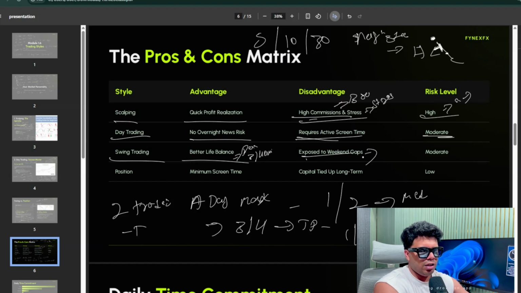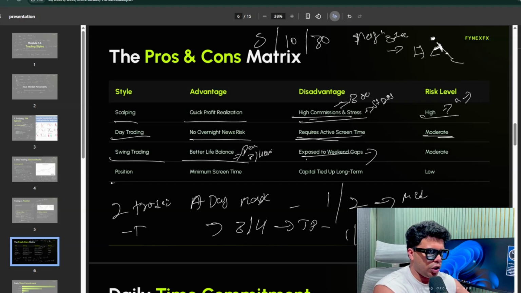The disadvantage of swing trading is gaps. We can't do anything about a gap. For example, currently the war is going on, US and Israel versus Iran, and you can see gaps in every market because of the impact of this war. So that's a negative for swing trading.